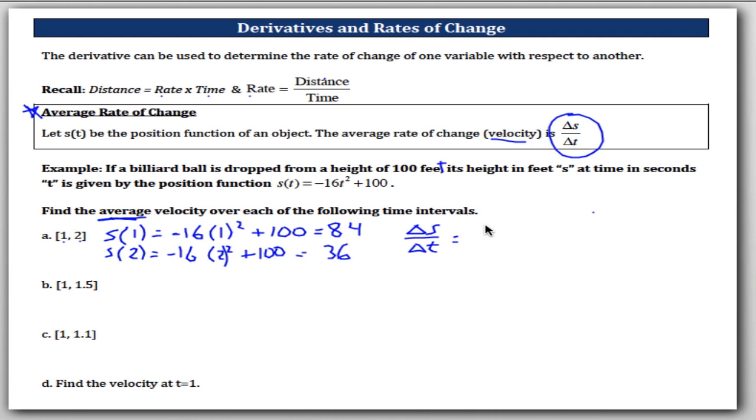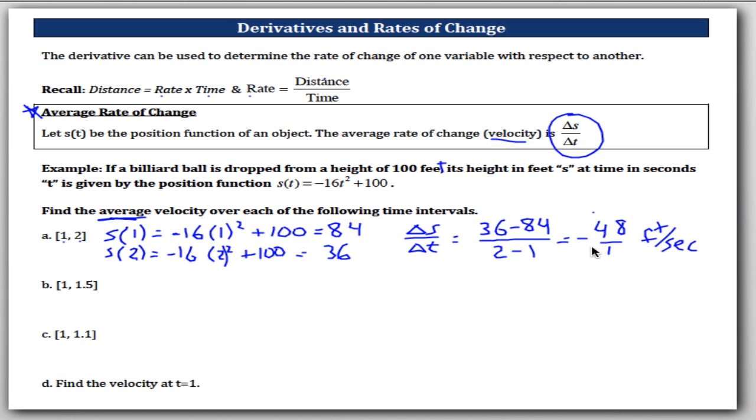So delta S is going to be 36 minus 84. And so we're going to take the first one and put it second, and the second one and put it first here. Okay, and then the change in time, it goes from 2 seconds to 1 second. And again, it doesn't matter which one you pick first, as long as you are consistent. And this gives me negative 48 over 1, and this is going to be feet per second.